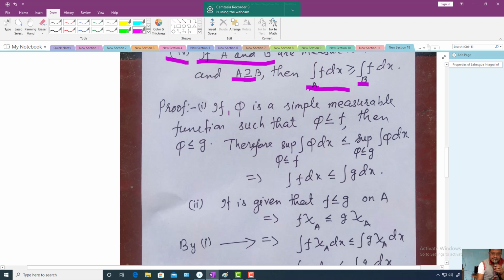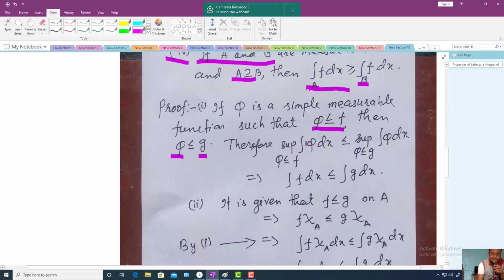If phi is a simple measurable function such that phi is less than or equal to f. What do we have in number 1? f is less than or equal to g. If phi is a simple function less than or equal to f, then phi is also a simple measurable function which is less than or equal to g.